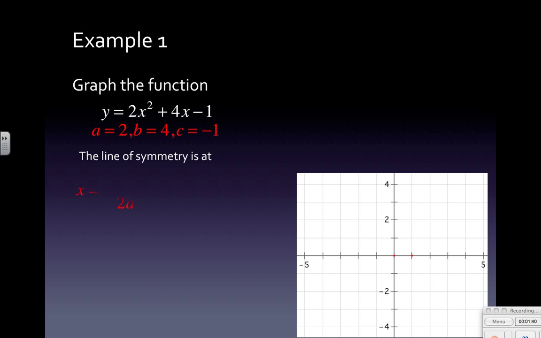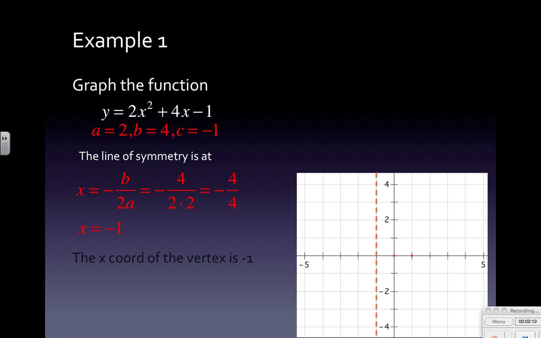So we take those values and find the line of symmetry by plugging them into the equation x equals negative b over 2a. So then you're going to get x equals negative 4 over 2 times 2. And 2 times 2 is 4, so you end up with x equals negative 4 over 4. And again, if you simplify that, you'll get x equals negative 1. So that means that my line of symmetry is the line x equals negative 1. So we can go ahead and plot that vertical line on our graph.